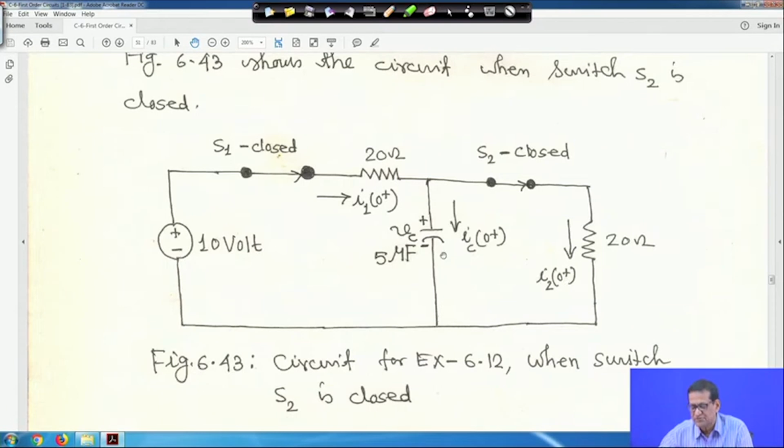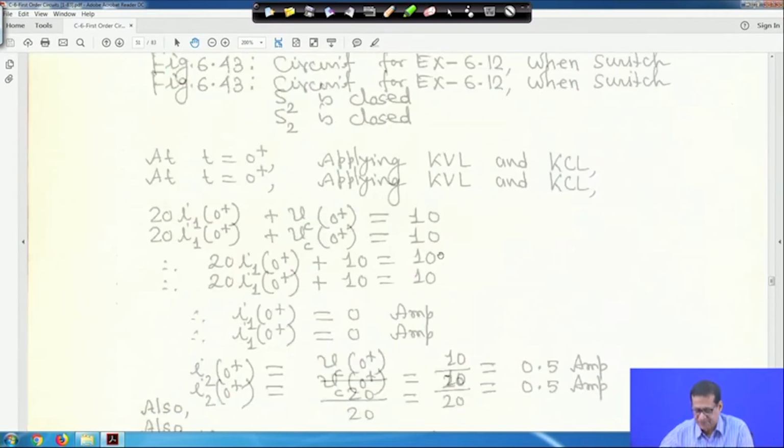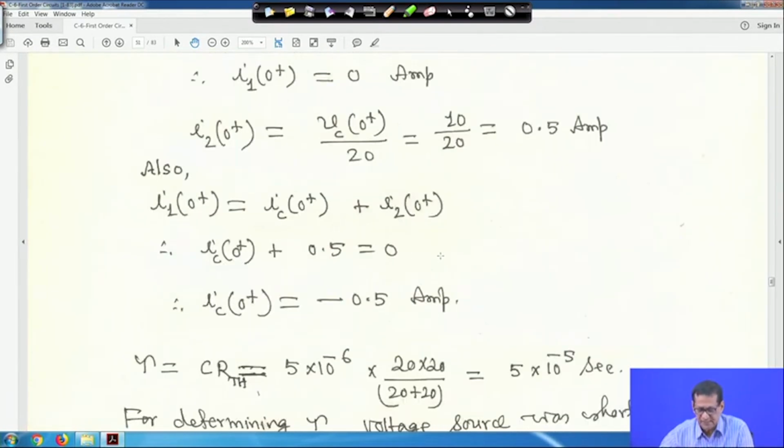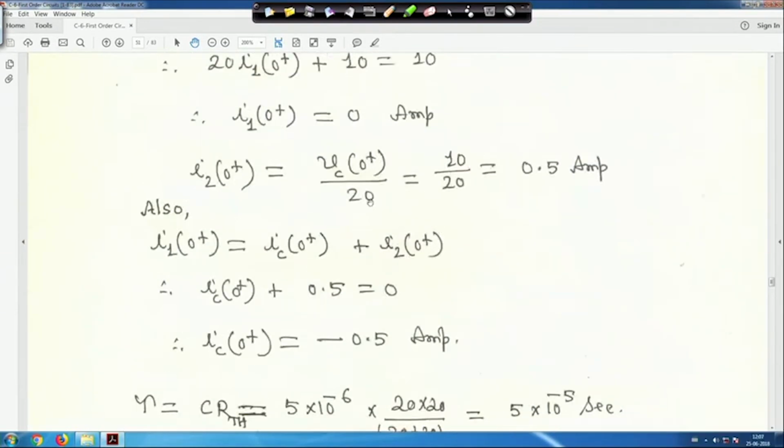So, I2(0+) will be Vc(0+) by 20. So, Ic(0+) is equal to Vc(0+) by 20. Vc(0+) is 10 volt, so 10 by 20 is 0.5 ampere, right.